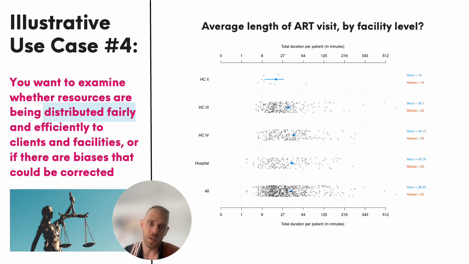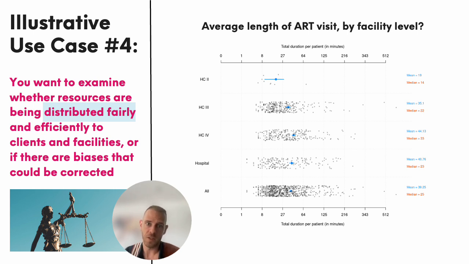Let's continue this illustrative use case to talk about another dimension that we could look at. We could look at the overall length of an ART visit broken down by facility level. So here in our scatter plot graph, we have the average total length on the x-axis, and on the y-axis we have the different types of facilities. Health center level 2 was the lowest level, like primary care, then health center level 3, then 4, then a hospital at the hospital level, and then finally all the different types of facilities combined.